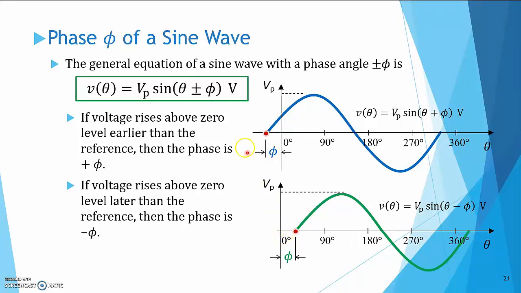Note that the phase plus and minus phi is not the theta value at here or at here. Let's say phi is 30 degrees. Then for the upper curve, the phase is plus 30 degrees. And for the lower curve, the phase is minus 30 degrees.